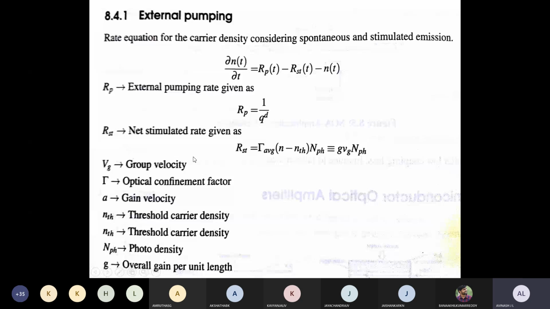Vg is the group velocity. Γ is the optical confinement factor. a is the gain coefficient. Nth is the threshold carrier density and Nph is the photon density. G is the overall gain per unit length. So this is the equation for external pumping. You need not derive this equation as per your syllabus. You can just take the equation and look at its parameters.